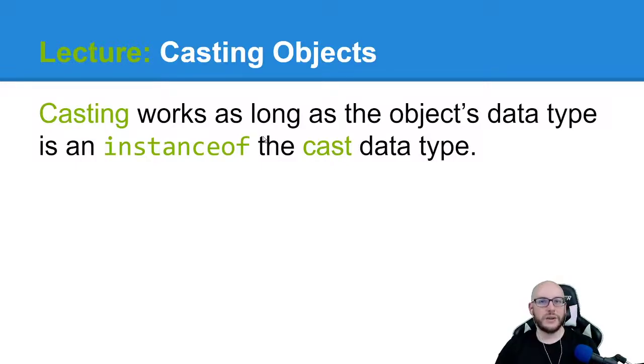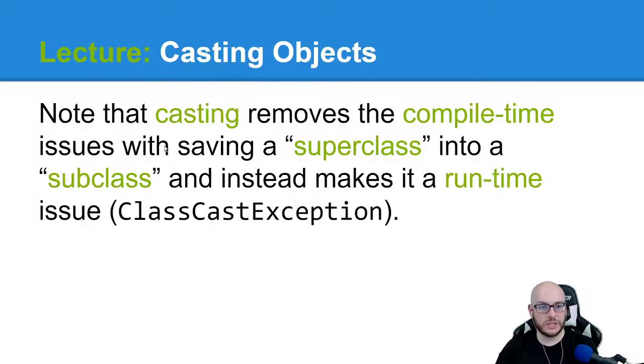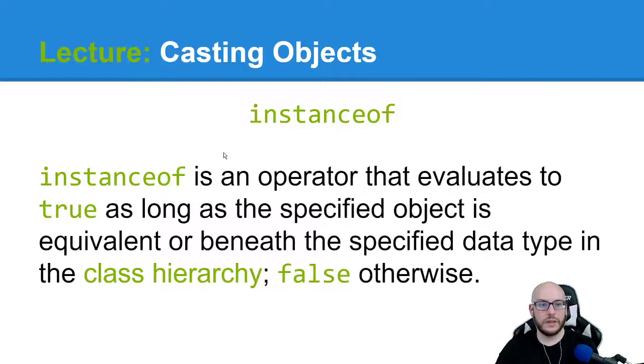That thing I said earlier about being equal to or beneath in the class hierarchy, that's effectively what instanceof checks for. Instanceof is an operator that evaluates to true as long as the specified object is equivalent or beneath the specified data type in the class hierarchy. False otherwise.